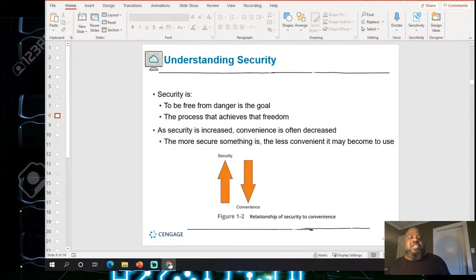So understanding security. Security is to be free from danger is the goal. The process is to achieve that freedom.